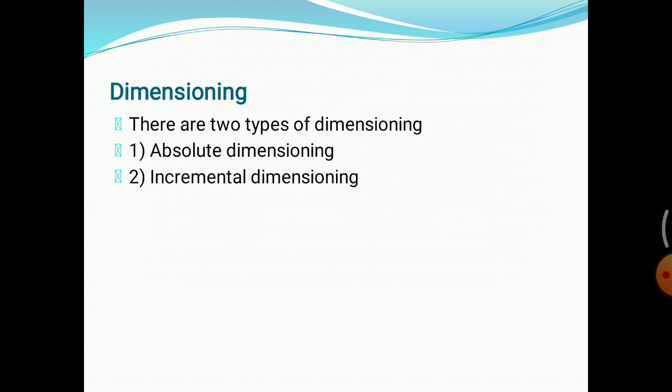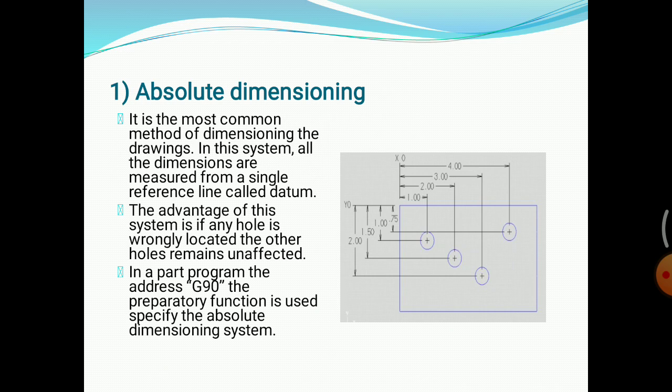Now we'll discuss the dimensioning methods which are used while we are writing the CNC part program: the absolute dimensioning method and the incremental dimensioning method. The absolute dimensioning method is the most common method of dimensioning. In this method, the dimensions are measured from a single reference line, which is also called a datum.